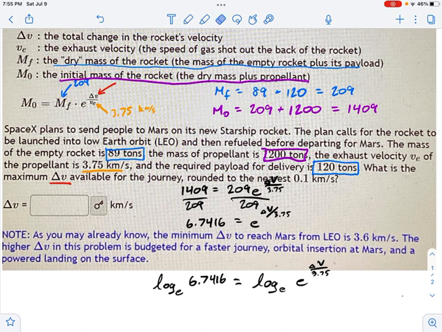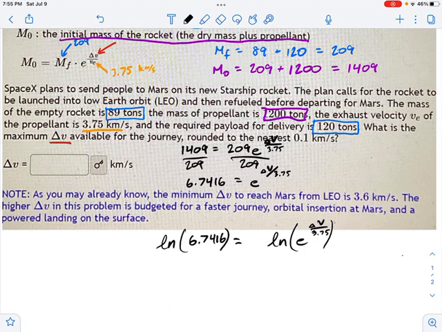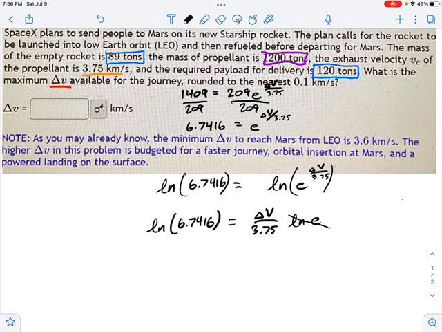Now, I'm not actually going to call it log base e, right? We have a special word for that. This is the natural log. So the natural log of 6.7416 equals the natural log of this thing. Well, let's just work through some math. Now the natural log on the right, something kind of cool happens here, which is the power rule. The exponent drops down in front, and what you have left is ln of e with no exponent. Now that cancels out. That's just equal to 1. So we get this: the natural log of 6.7416 equals delta V over 3.75. Multiply each side by 3.75, and there we have our answer.